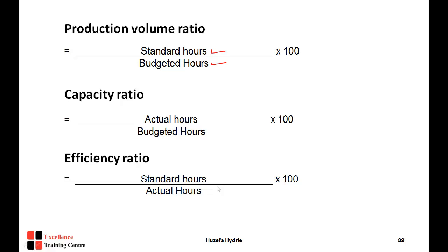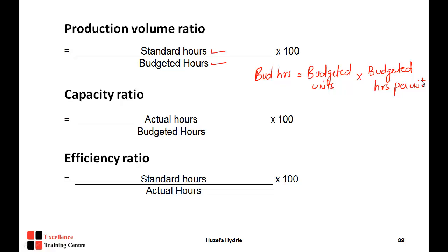So if I ask you what's the formula for budgeted hours, you might say, if you want to calculate the budgeted hours, it is budgeted units multiplied by budgeted hours per unit. Isn't it? We estimated that one unit would be taking 2 hours and our budgeted production or budgeted units were 1,000. So my budgeted hours came out to be 2,000.